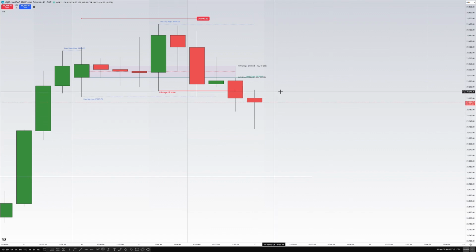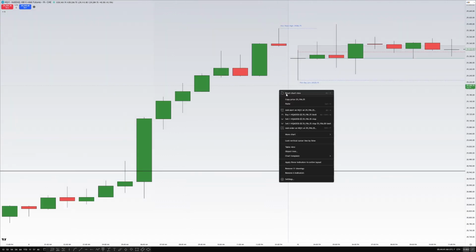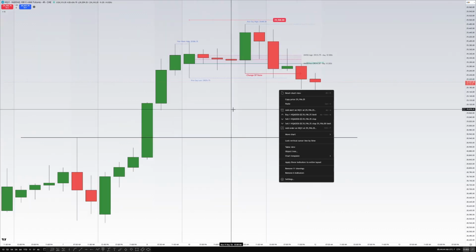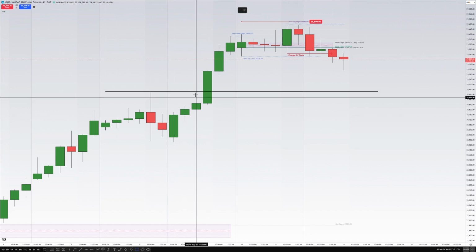We possibly might get some retracement from New York session after the opening bell. I want to see price coming down into this black line though. Make its way down into this black line.